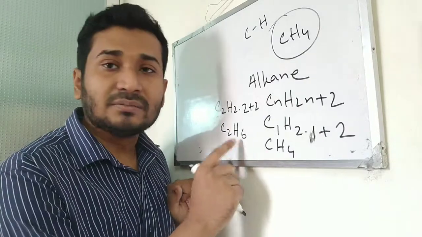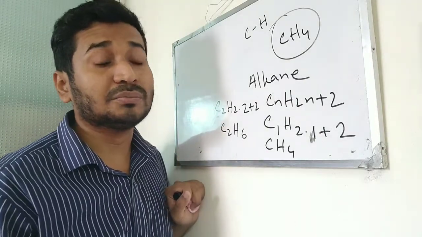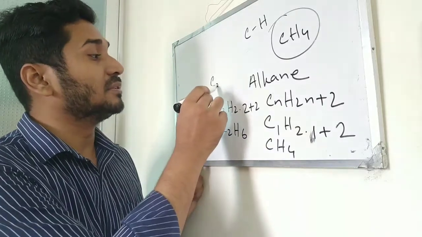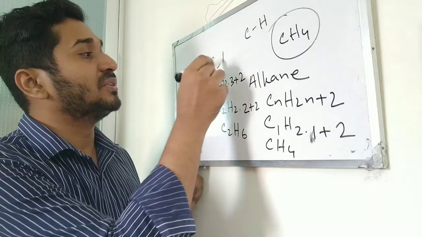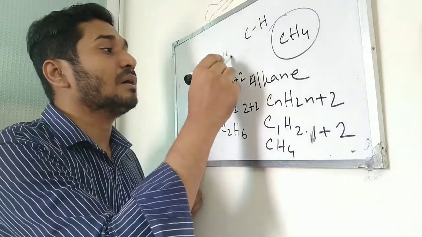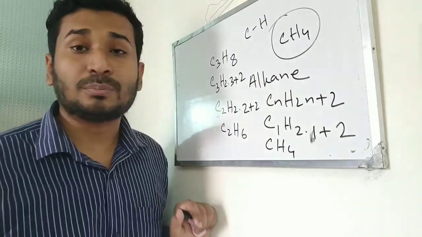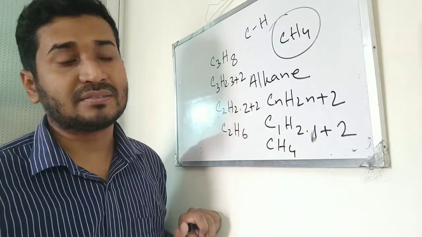So methane, ethane, and if you take the value of n as 3, then it will be propane. C3H, 2 into 3 plus 2, that means C3H, 6 plus 2, that means 8: C3H8, which is called propane. Like this, butane, pentane, hexane, heptane.